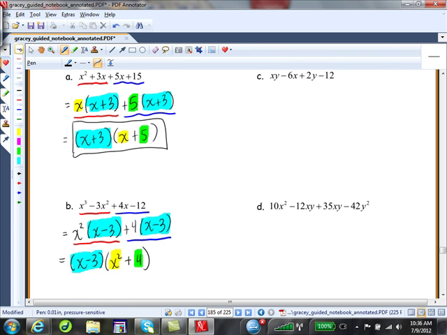And then, of course, our a is x minus 3. That looks a little funny, but it's not bad. Okay, part C.